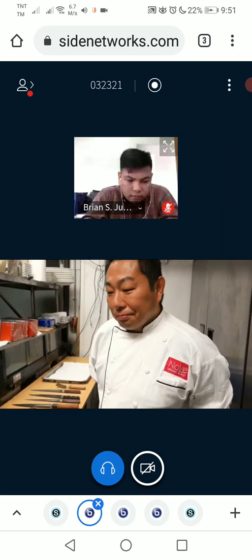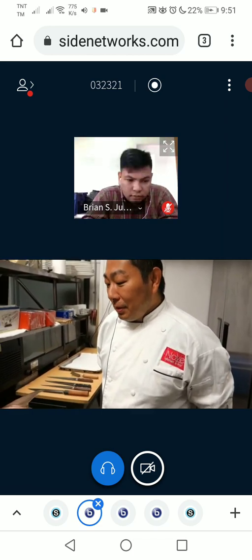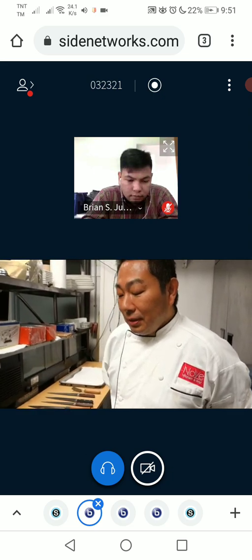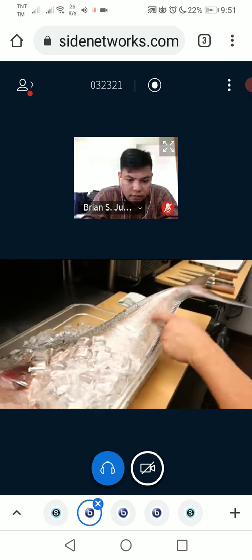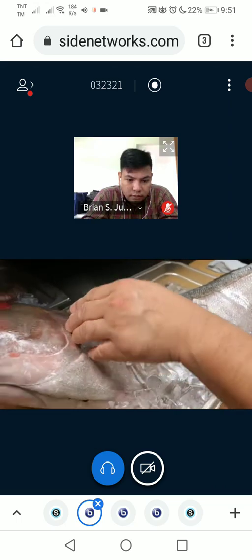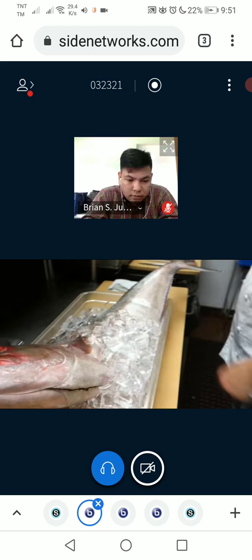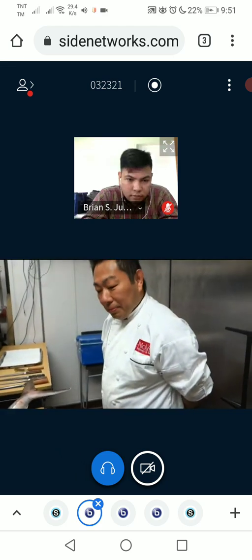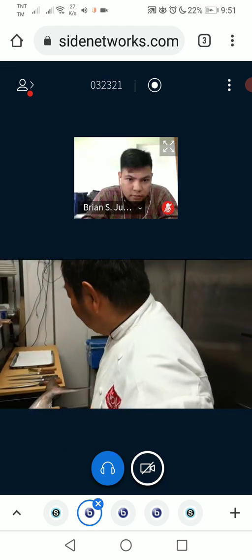So how do you work on this to show our viewers? Yes, first we need to make the fillet, of course. So we're going to first take off the scales, and take off the head, and make the fillet. All right, excellent. Let's begin.